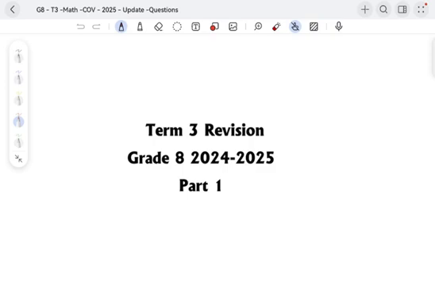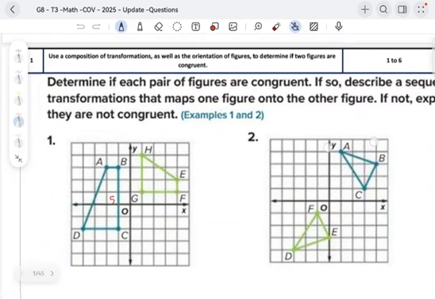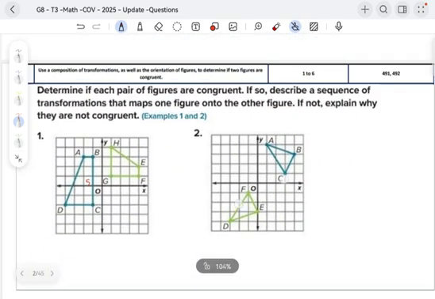Hello everyone, this is the end of term 3 revision, grade 8 math. We're gonna start with chapter 1 revision.